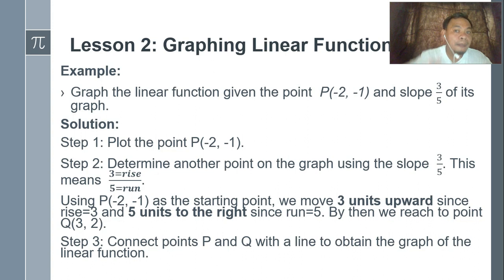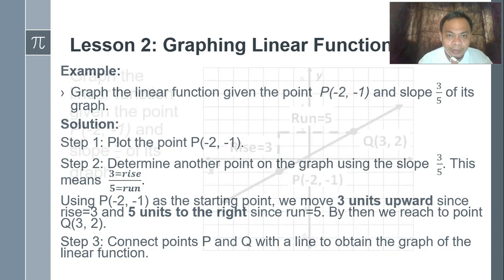So it means papunta sa taas. Tapos yung denominator natin ay positive 5 papunta sa right, which is our run. Then by then we reach the point Q, which is ang coordinate po niya ay positive 3 and positive 2. And then connect points P and Q with a line to obtain the graph of the linear function. So ito po yung gagawin natin. Ipakita ko po sa inyo.